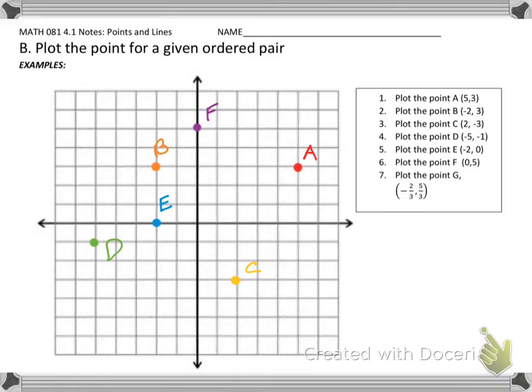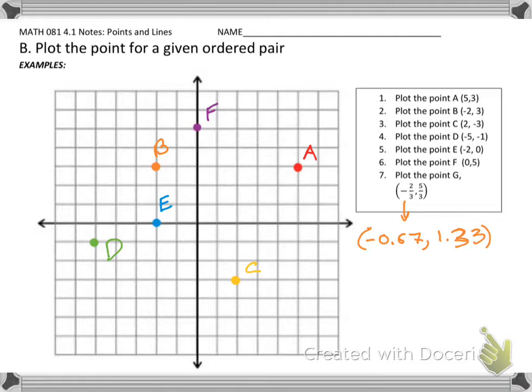How about point G? So point G is a little bit unusual because it's a fraction. And you're not going to see this very often. But one way to think about it or understand it is to convert it to a decimal. So -2/3 is like -0.67 if you type that into your calculator. And 5/3 is 1.33. I apologize.